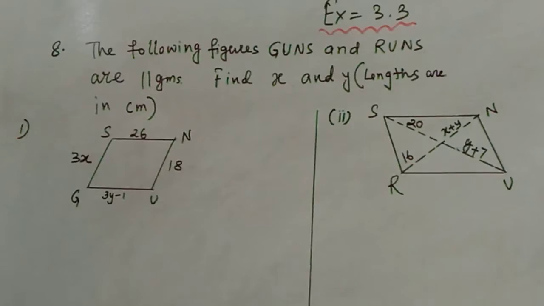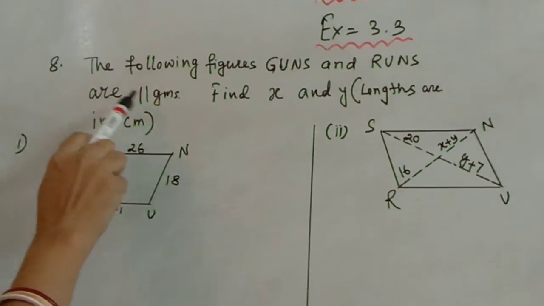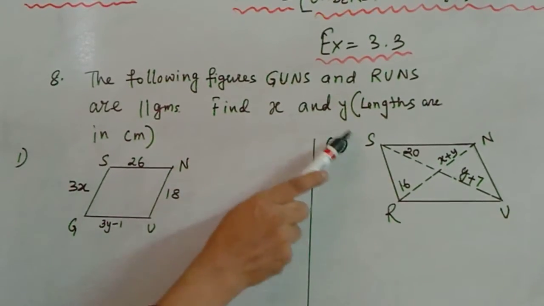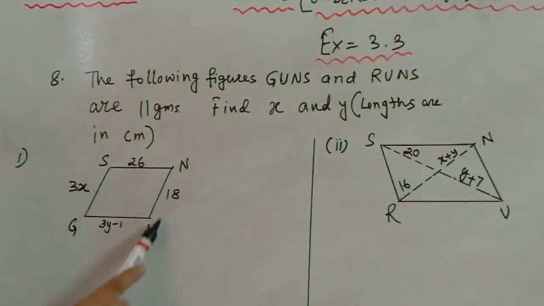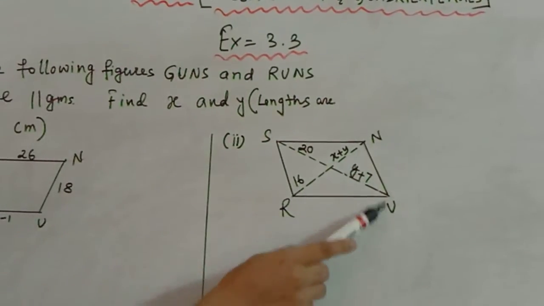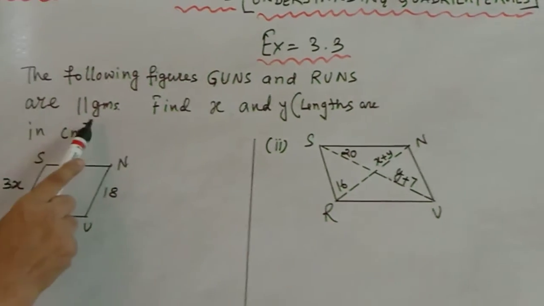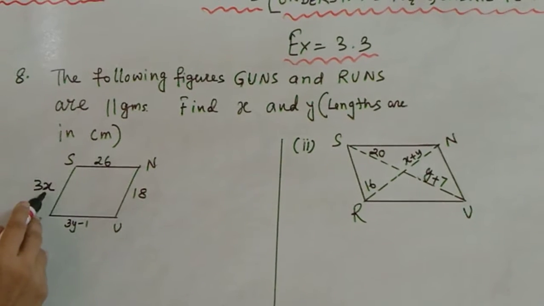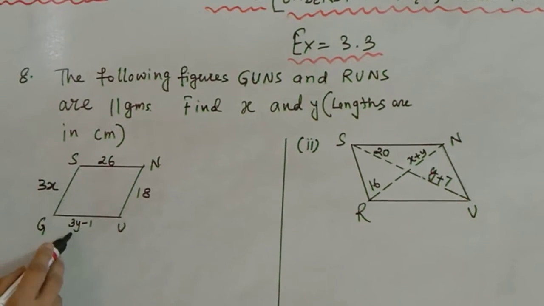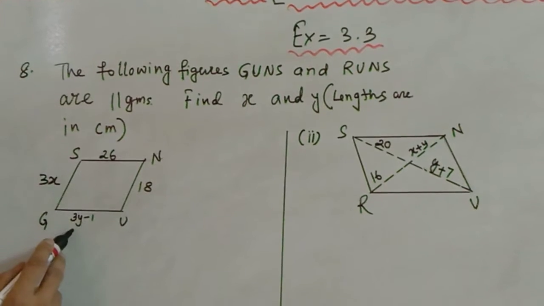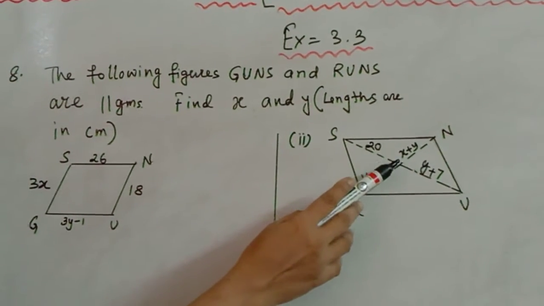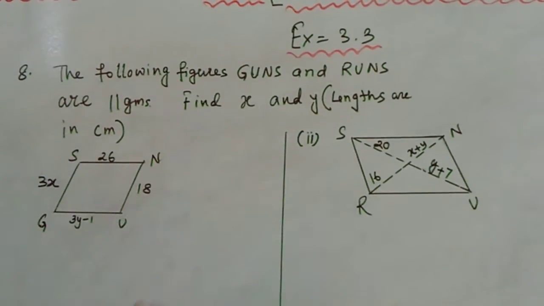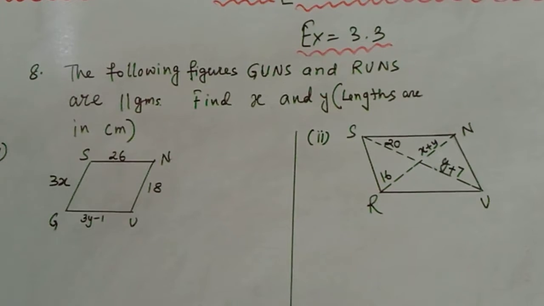Next sum, question number 8. The following figures, GUNS and RUNS. Two figures are given here. Here GUNS and RUNS are parallelograms. Both are parallelograms. Find x and y. You have to find the value of x in the first diagram. Value of x and y means the length of x and y. Here also you have to find the value of x and y. In both the cases, these x and y indicate lengths, so you have to find the lengths in centimeters.